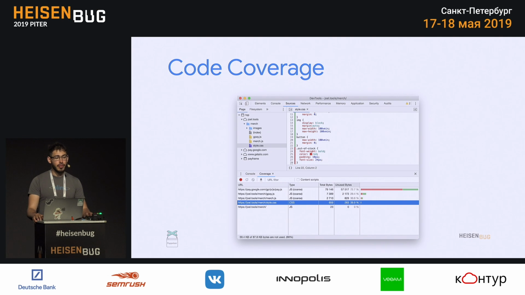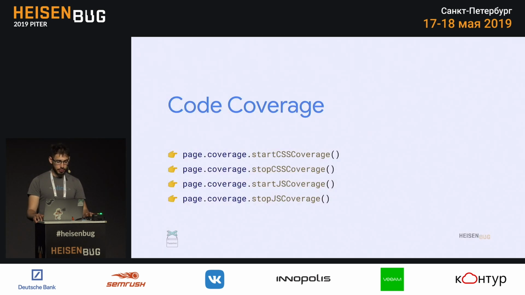Next up, code coverage. Code coverage is really powerful. Today, you can use Chrome DevTools to see exactly which parts of your web page are used on the initial load, or anywhere actually. This can help you avoid shipping unused code and slowing down your website. Puppeteer gives you programmatic access to all of the coverage features. So like tracing, you can start and stop CSS and JavaScript coverage around your interesting scenarios.